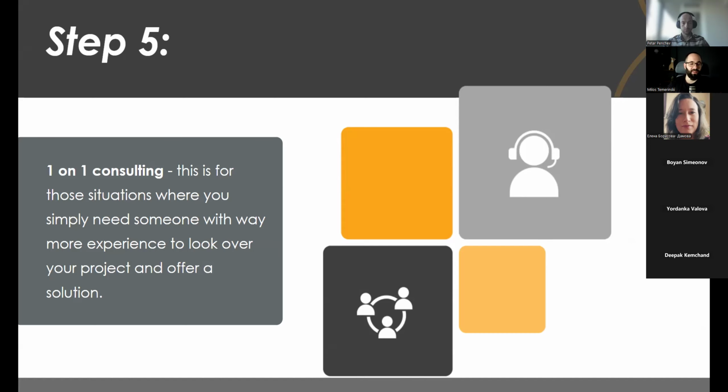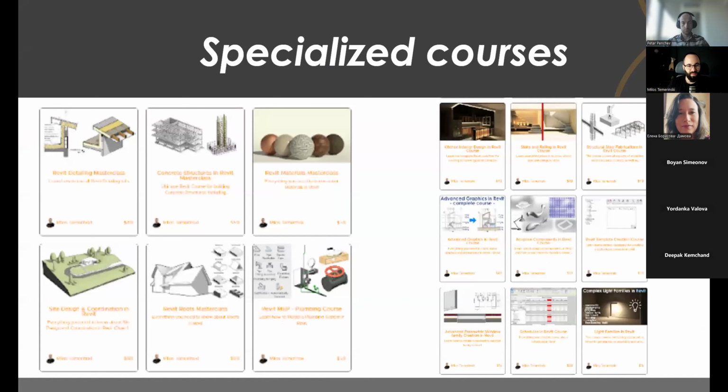So this is just a general outline of our methodology. And of course, we do offer specialized courses for any specific topic that people may be interested in. But this is our main learning path, going from knowing nothing about Revit to getting to a point where you can actually complete projects on your own.